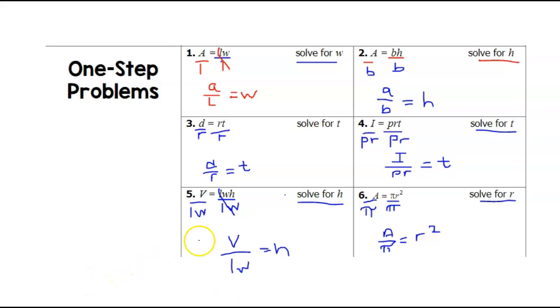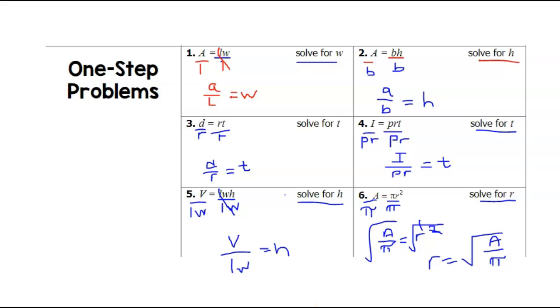When we raise something to the second power, to get rid of it, we'll take the square root. So what I'm going to do is I'm going to square root both sides. I'll take the square root of both sides. And so I know that on the right side, the square root cancels, and I'm left with R equals the square root of A over pi.